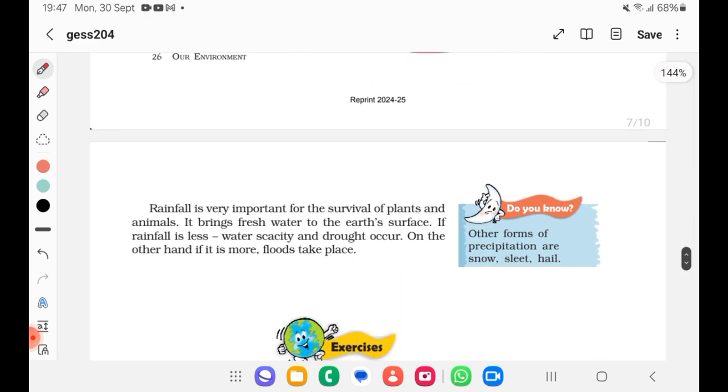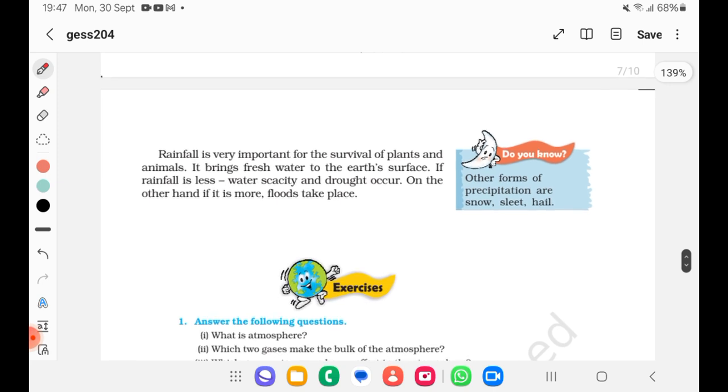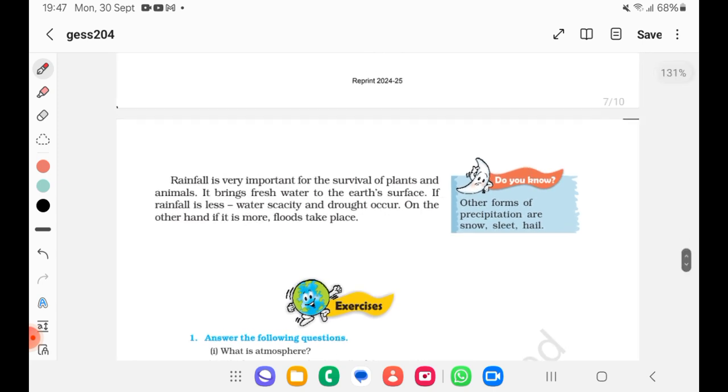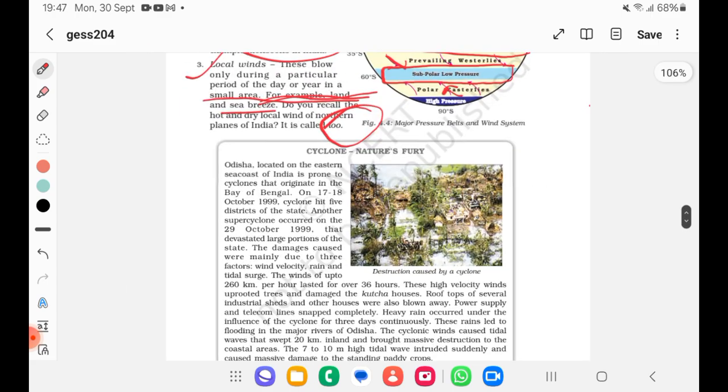Rainfall is very important for survival of plants and animals. It brings fresh water to the earth's surface. If rainfall is less, water scarcity and droughts occur. On the other hand, if it is more, floods take place. So this is all about the rain also. Mostly we have completed. We'll see the cyclone.